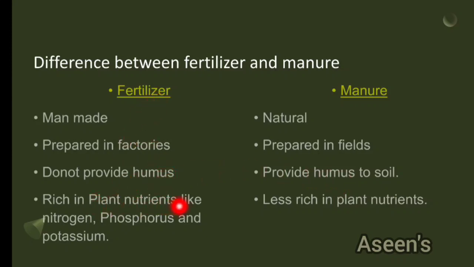Fertilizers are rich in plant nutrients like nitrogen, phosphorus, potassium, etcetera. They can be manufactured in such a way that they are rich in only one particular nutrient or selective nutrients. Whereas in case of manure, they are less rich in plant nutrients. Plant nutrients are not so strongly present in manure. They are mainly rich in organic matter. So nutrients are not something which the soil can get in large amount through the manure.